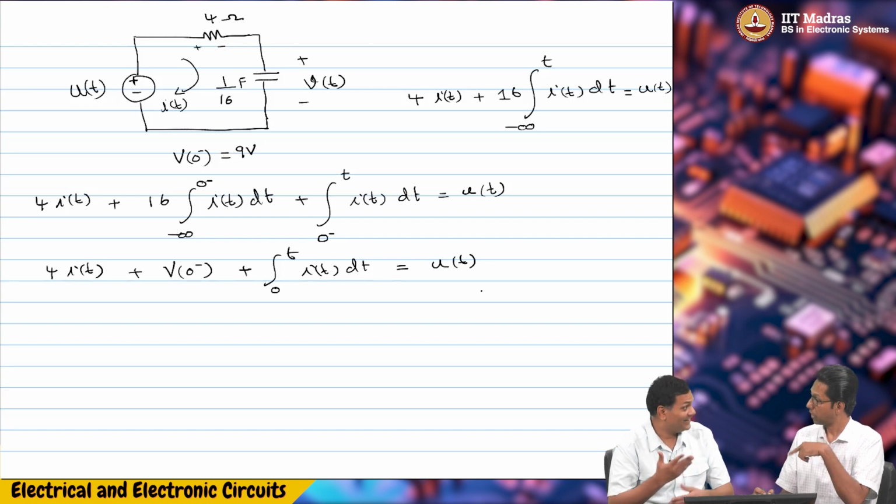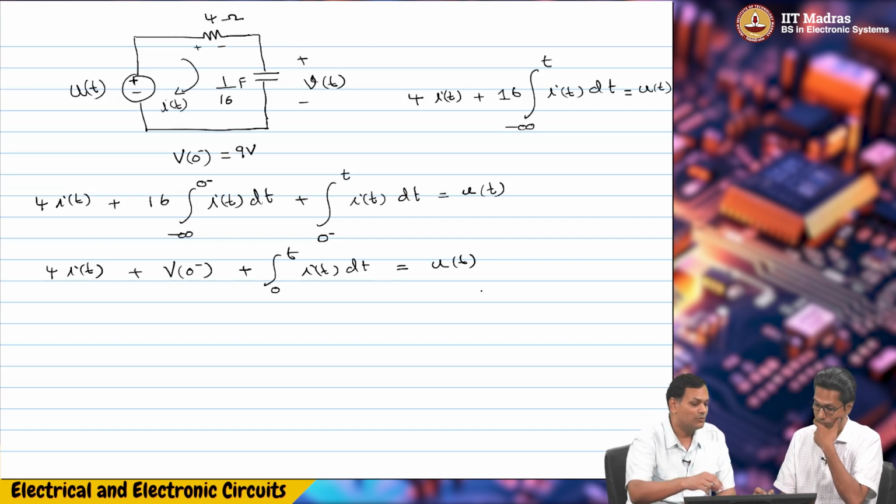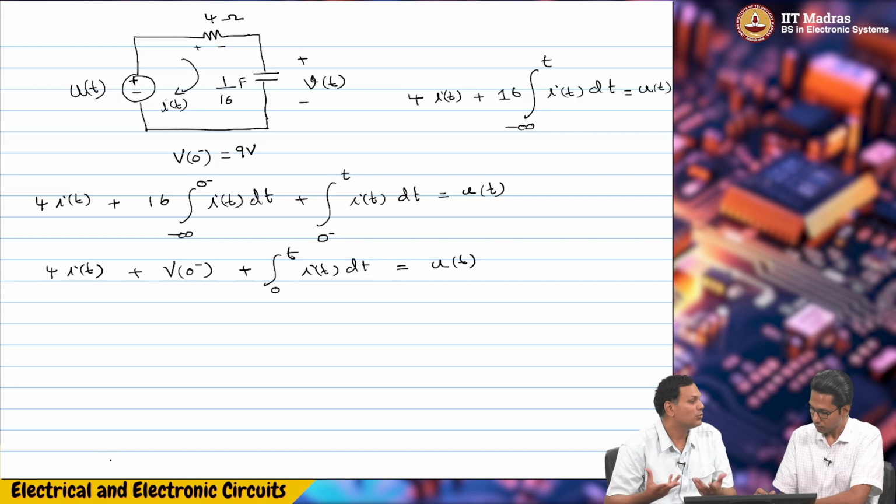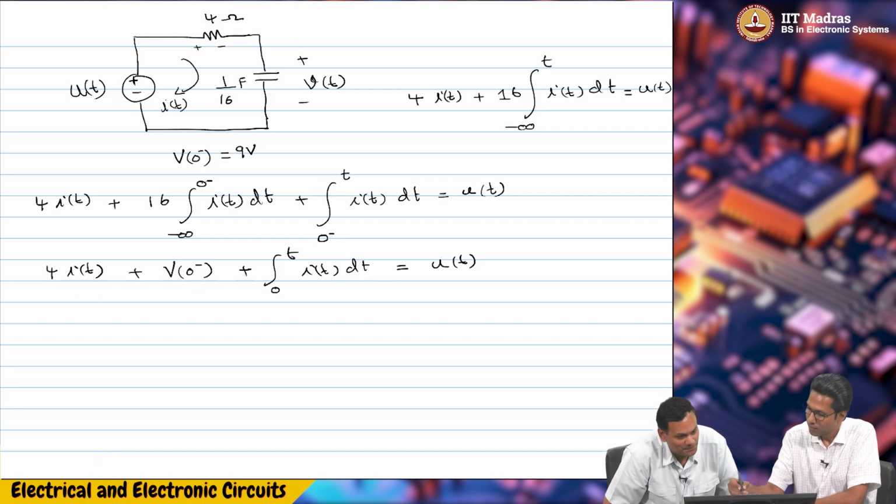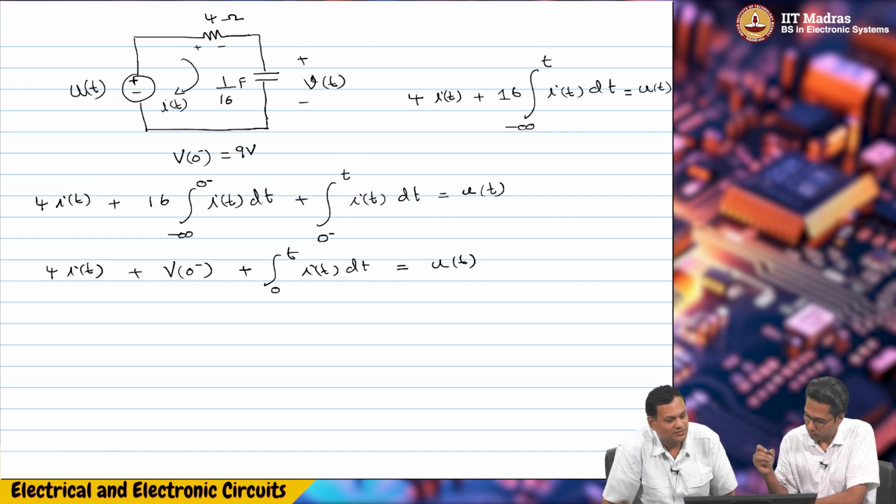So represent it in the S domain. Basically we'll just take the Laplace transform on both sides, and that will give us the S domain. So let's try it out. The Laplace transform will be 4 I of s.